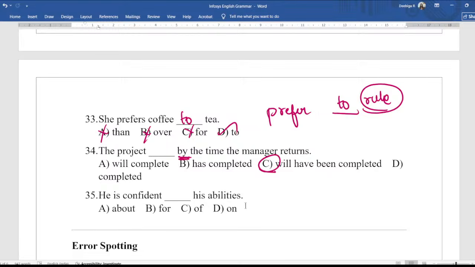He is confident dash his abilities. I want you to answer the 35th question. He is confident dash his abilities. Confident about his abilities, for his abilities, of his abilities, or on his abilities. I want you guys to answer it because there are some rules and we follow it.